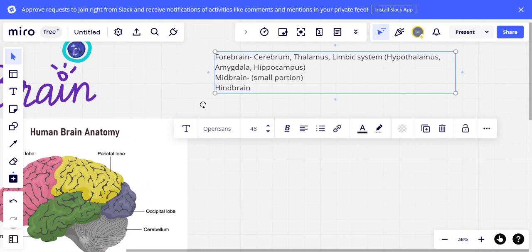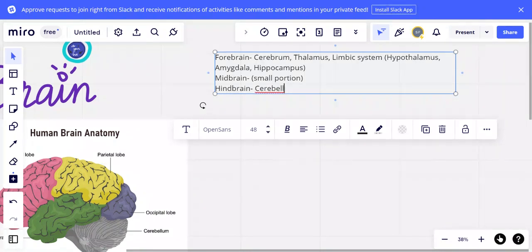Your hindbrain, however, again has three main parts. One of them being your medulla oblongata. Okay, let me just go in order. Cerebellum, pons, and medulla oblongata.